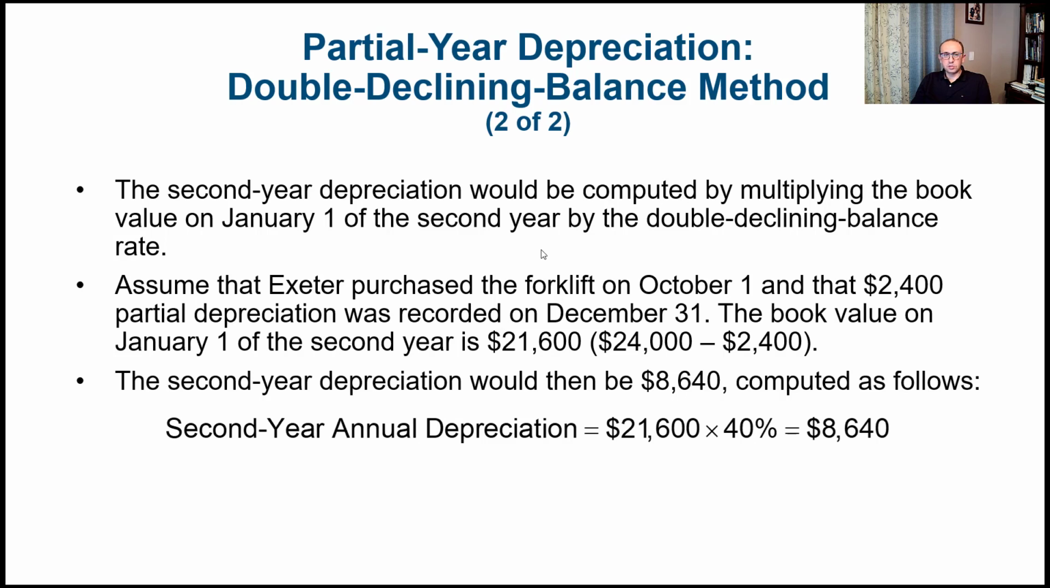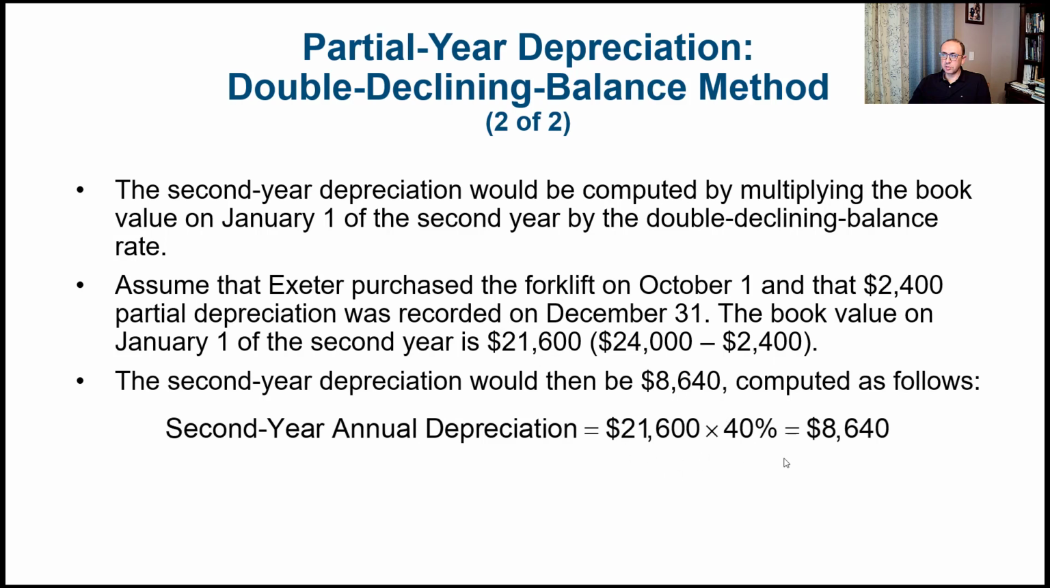So let's see, assume that Exeter purchased the forklift on October 1st and the 2,400 partial depreciation was recorded on December 31st. Now the new book value is 21,600. How did we get it? It's the $24,000 original cost minus the accumulated depreciation, which is based on the depreciation for the last 3 months, and that would give us 21,600.